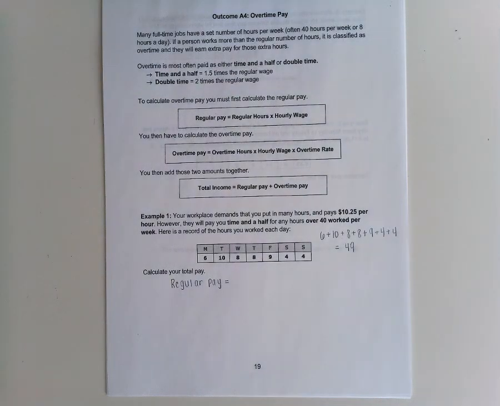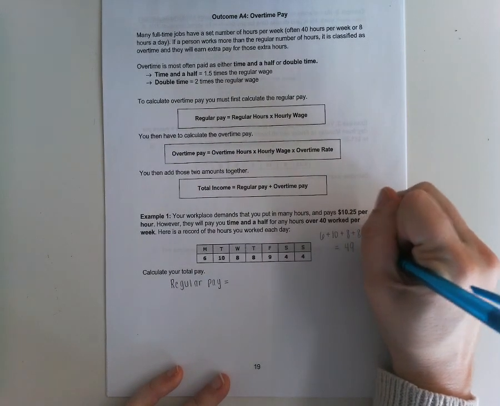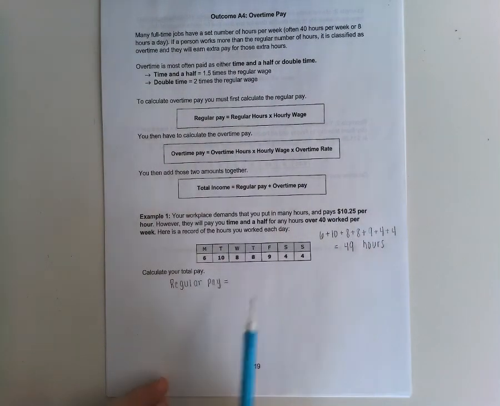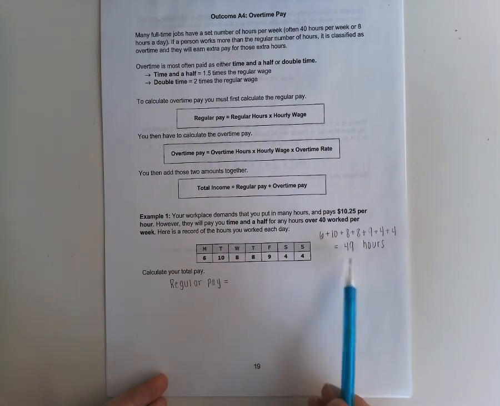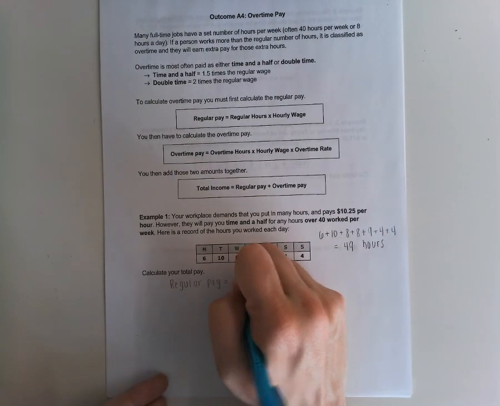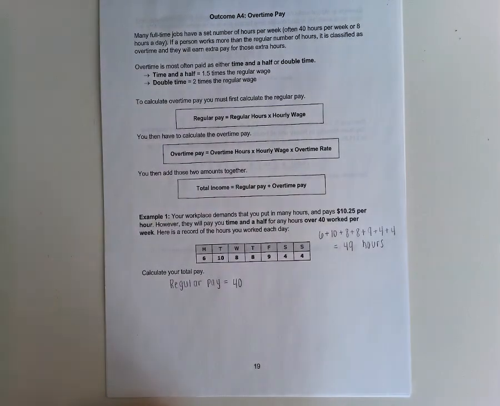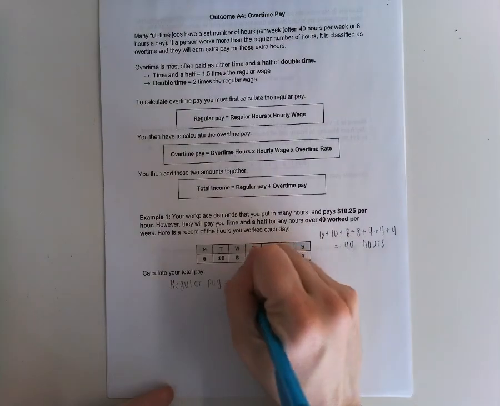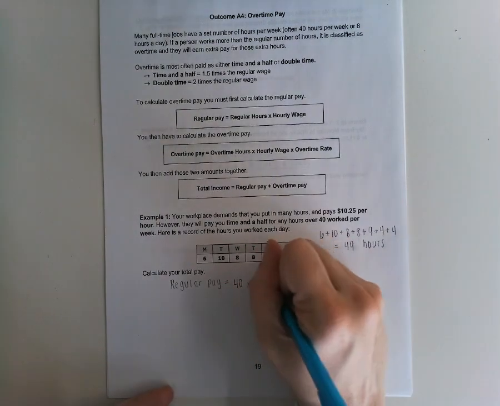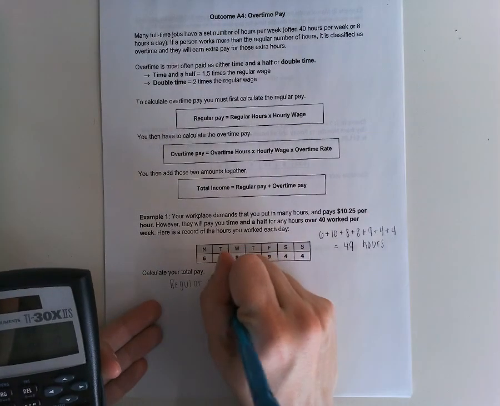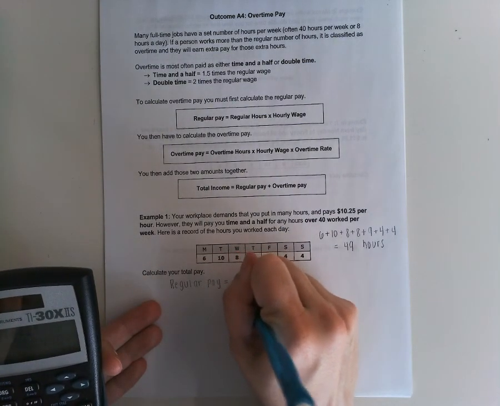So if you worked 49 hours in the week, and it says you get paid overtime for anything over 40, that means your regular hours are 40 and your overtime hours are 9. You've got 9 additional hours. So 40 hours times your regular wage, so times $10.25, is $410 in regular pay.